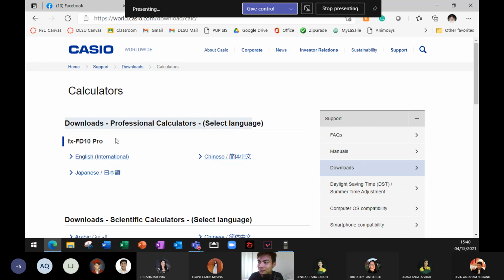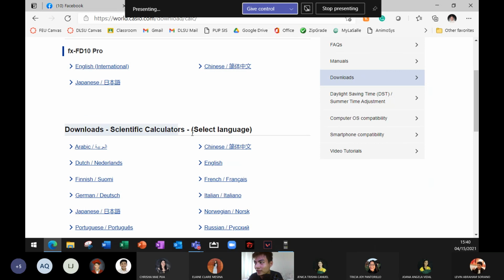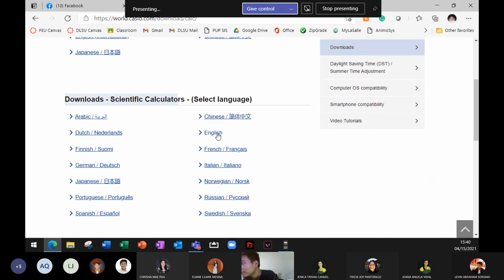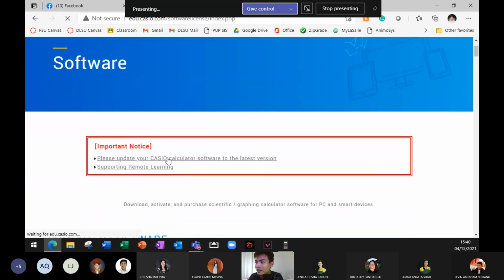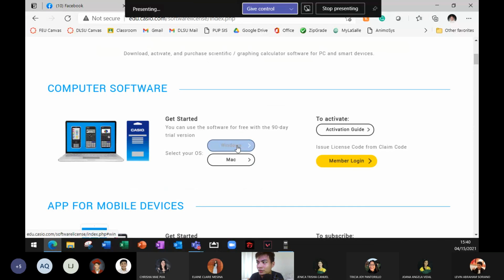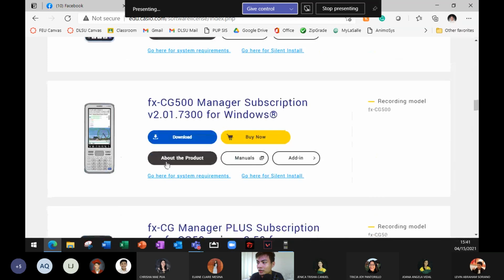So yan, dito select nyo lang to English at download scientific calculator tas English. Tapos yan, mapupunta kayo dito sa website na to. Ito na lang pala. Paikot-ikot pa. Search nyo yan, educasio.com. edu.casio.com/dl. Just click nyo to. Tapos yan, mamili kayo ng software. Pwedeng Mac, pwedeng Windows. Windows ako. And download. Ayan, maraming versions.